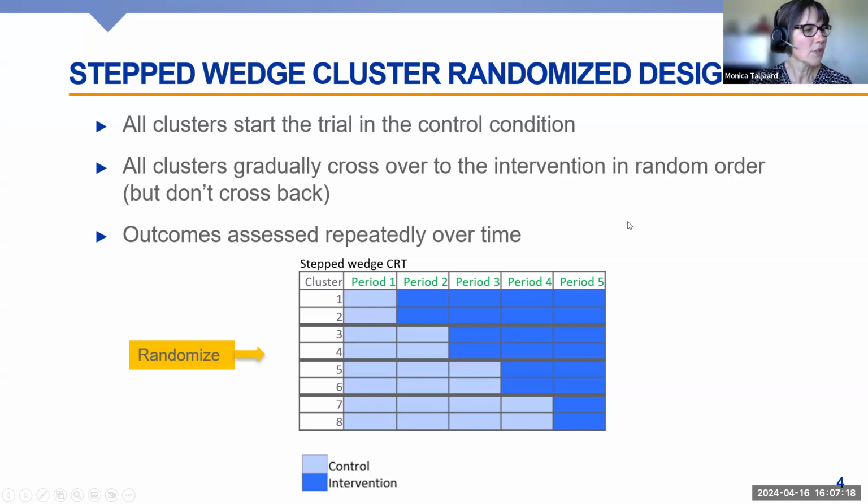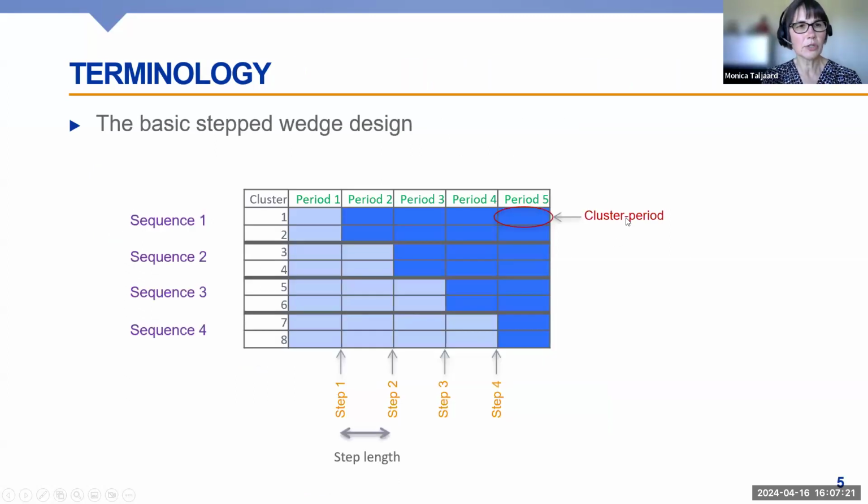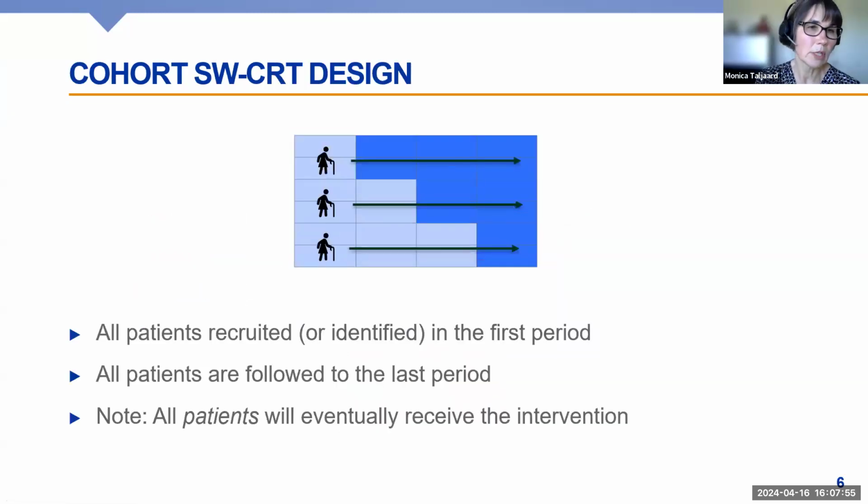All right. And so just to get the terminology straight, the rows typically are referred to as sequences. So clusters are randomized to one of these 4 sequences in this case. The columns are called periods. So these are all calendar periods of a specified duration. The times of crossing over are called steps. And then the duration between these steps is a step length, and all of that is specified by the design. And then the cells are called cluster periods. Might help a little bit with the terminology.